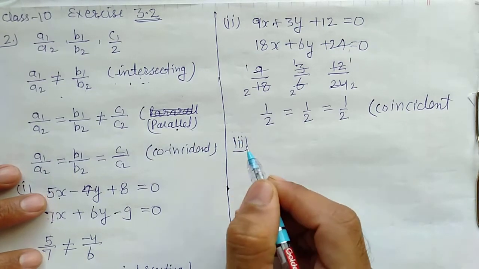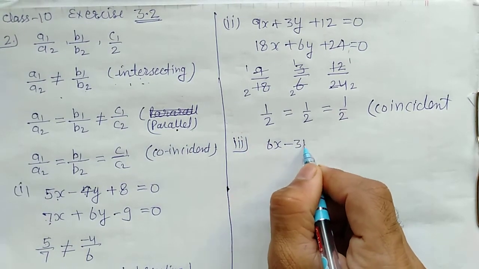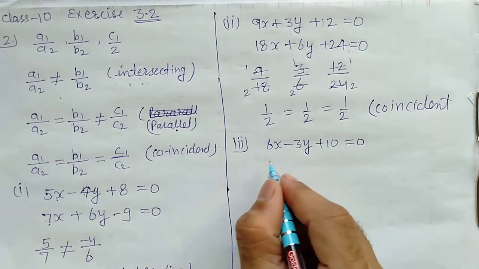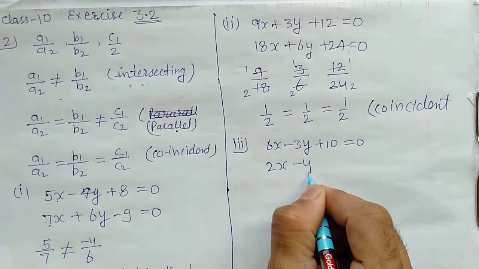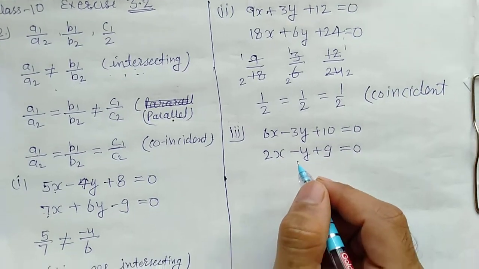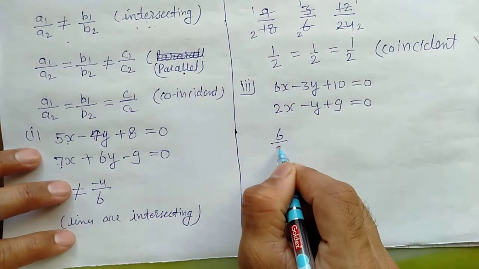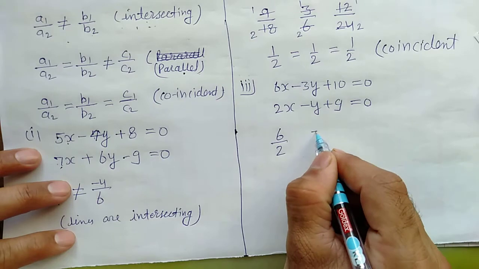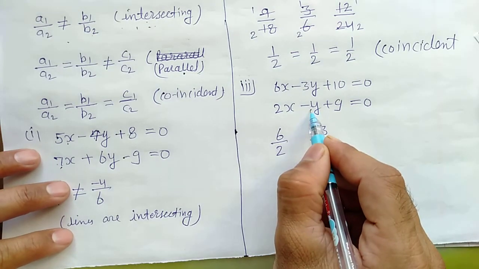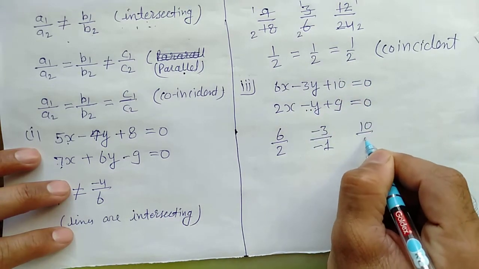Number 3. Third is 6x minus 3y plus 10 is equal to 0, and 2x minus 9y plus 9 is equal to 0. In this one also let's check. a1 upon a2 means 6 upon 2. b1 upon b2 means minus 3 upon minus 9. The coefficient we are writing here, and the coefficient of y is minus 9. And c1 upon c2 is 10 upon 9.